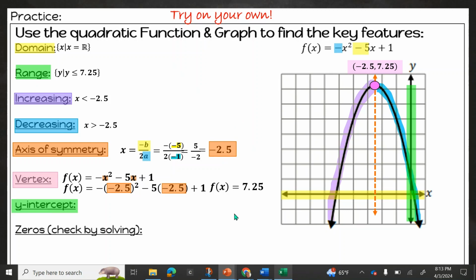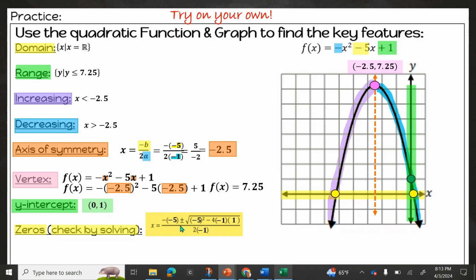The y-intercept here, we can either look here at our function, which is positive 1, or we can look here at the graph, and again, we see it's positive 1. So our y-intercept is (0, 1). And then we can find our zeros. So to find our zeros, you are going to plug in these numbers into your quadratic formula, and you're going to get an approximate answer.